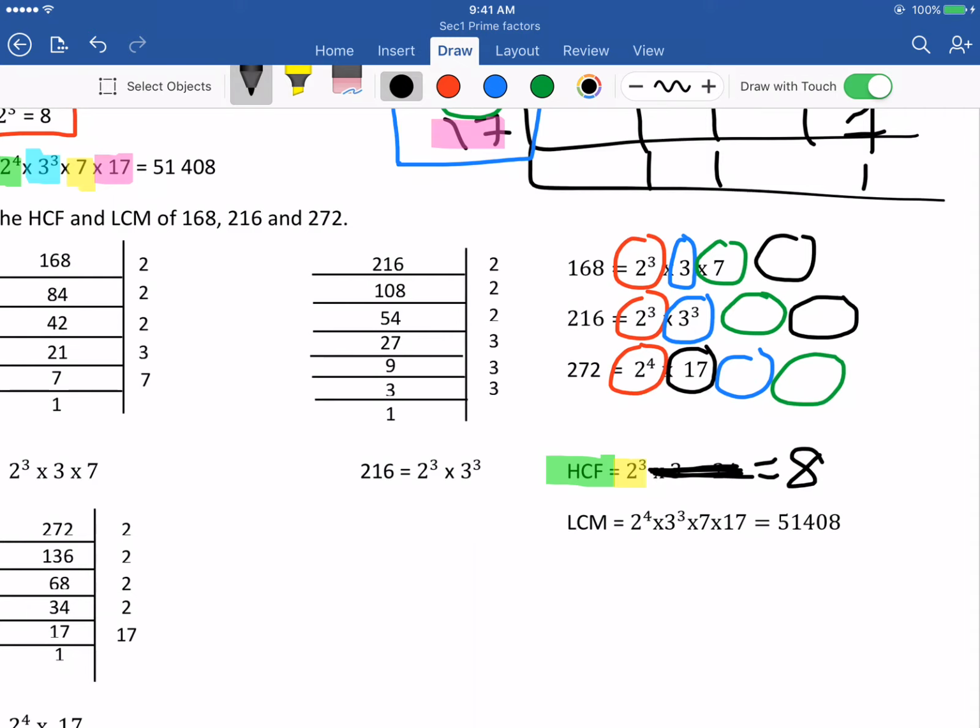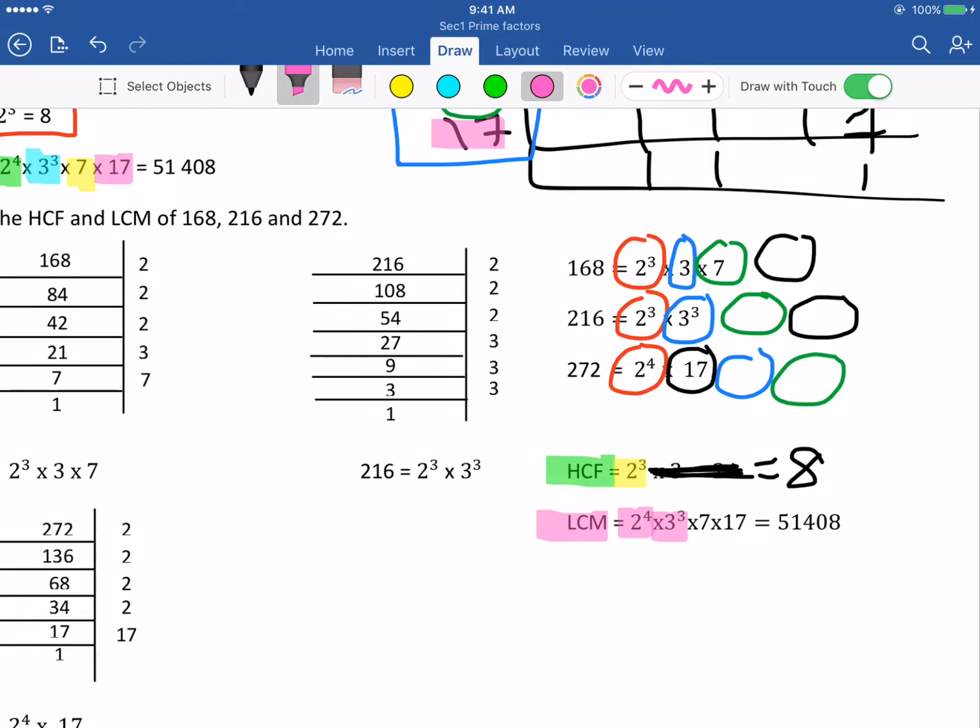Okay, how about the LCM? For LCM, I hope you guys remember, we take from the highest power. So look at base 2 first. Base 2 are all the ones with the red circle. Between 2 to the power 3, 2 to the power 3, and 2 to the power 4, which is the highest? The answer will be 2 to the power 4. Let's look at base 3, which is all the blue circles. 3 to the power 1, 3 to the power 3, and nothing. The answer will be 3 to the power 3.